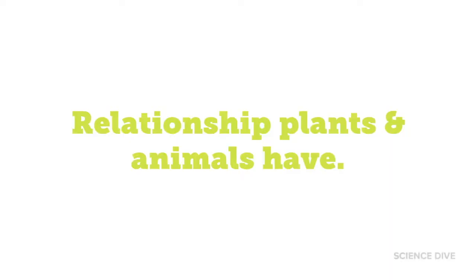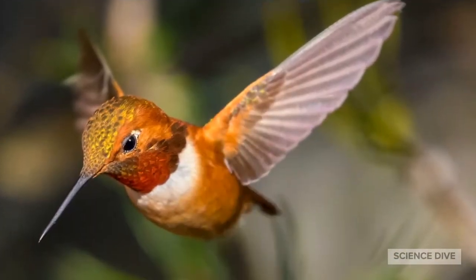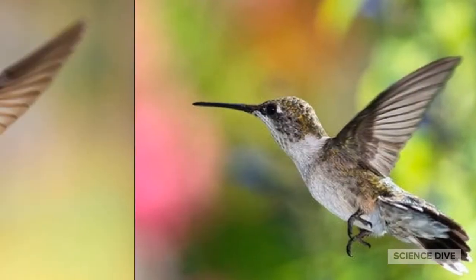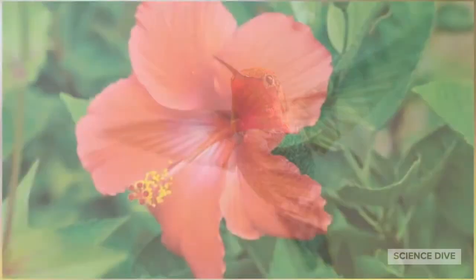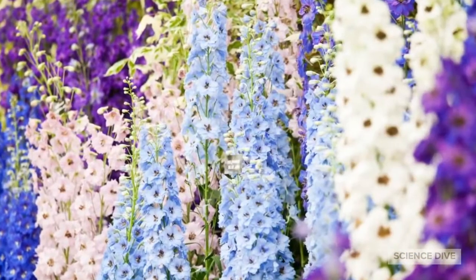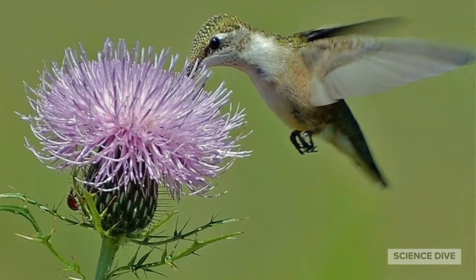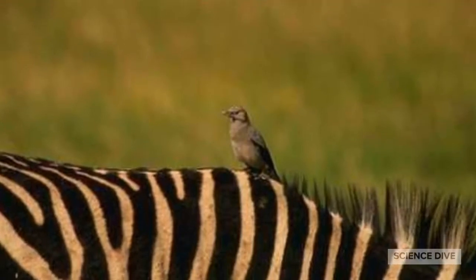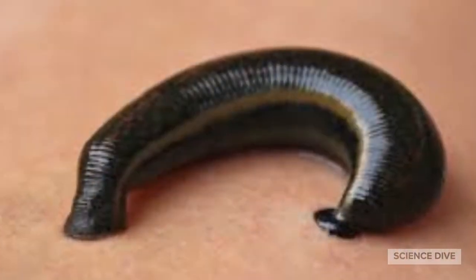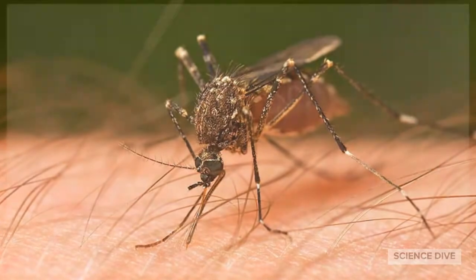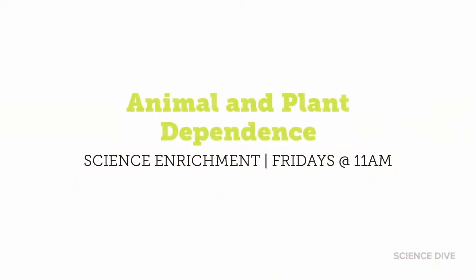But first, some science. Let me tell you what you will be learning today. Today we will explore the different relationships plants and animals have. We will take a look at how hummingbirds can help plants and how plants help hummingbirds in return. We will also see that not all relationships between animals and plants benefit each organism. Stay tuned for another episode of Science Dive with Miss Garcia.